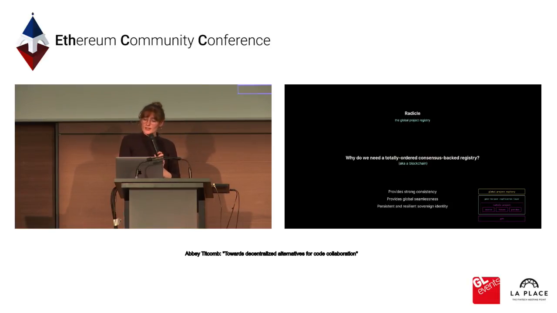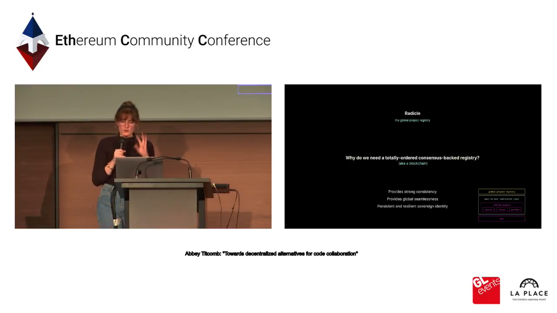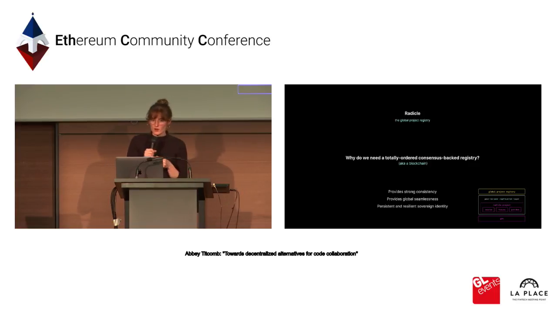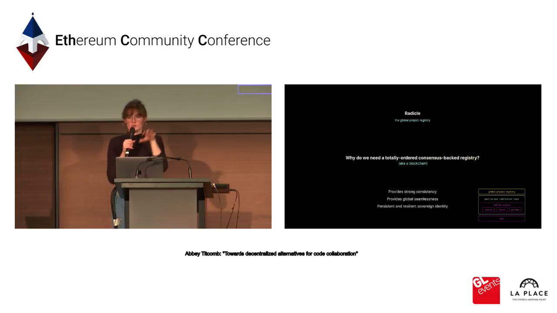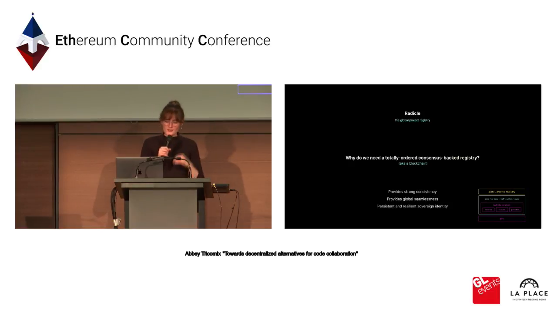So now getting into the project registry, which again is this global seamless layer built on top of the peer-to-peer replication layer. So why do we need a totally ordered consensus-backed registry, aka a blockchain protocol? And so there are 3 reasons. One of them is that it provides strong consistency. So again, it layers in with the peer-to-peer network and gives us the ability to ensure more predictable and consistent availability of objects across the network, because you're linking them in a global way, not just in a peer-to-peer way. And then second, it provides a global seamlessness layer that peer-to-peer networks are lacking right now.